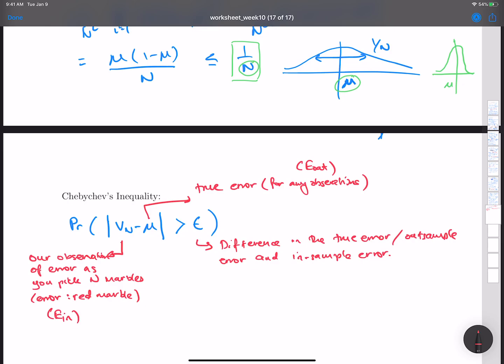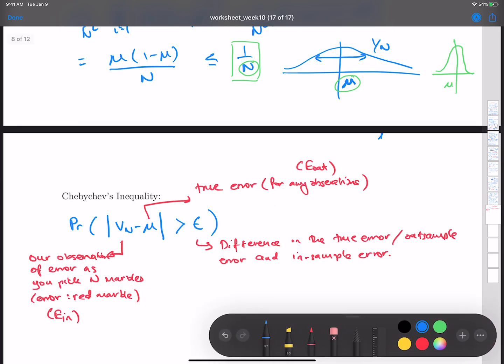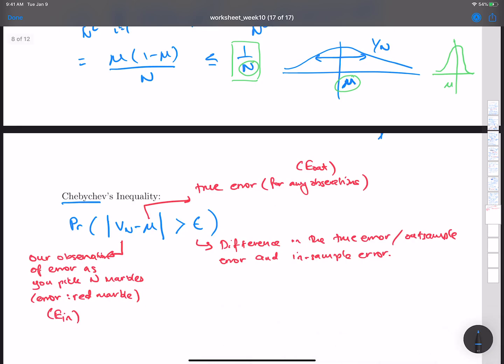But how do you actually compute it? There is this inequality called Chebyshev's inequality that we can apply, which states that this probability is bounded by the variance of the in-sample error divided by epsilon squared. The variance of the in-sample error has been computed from the previous case.